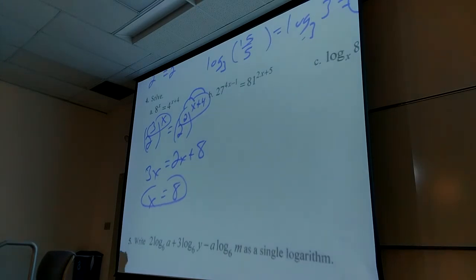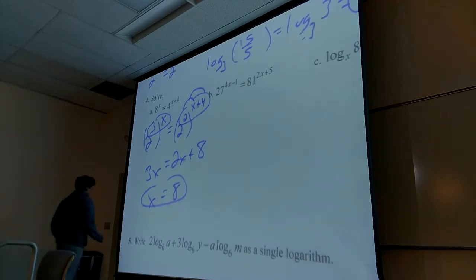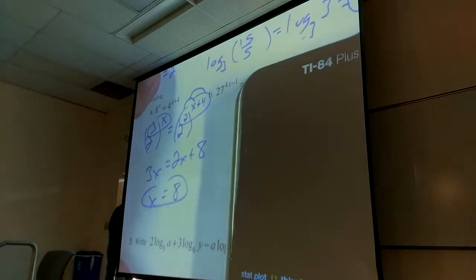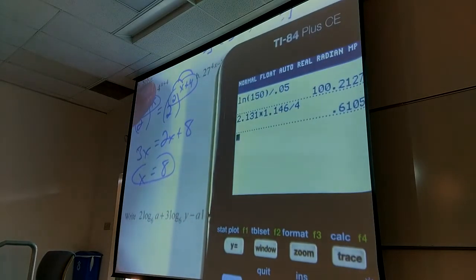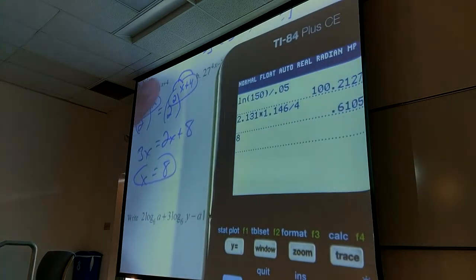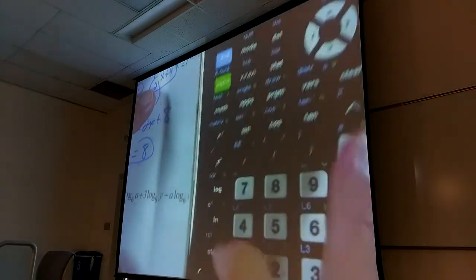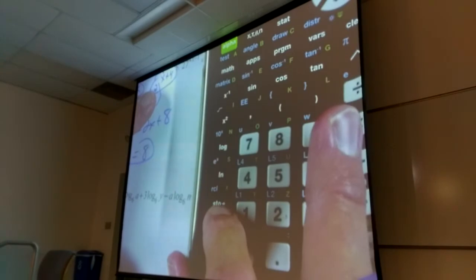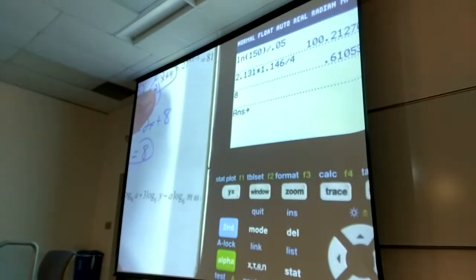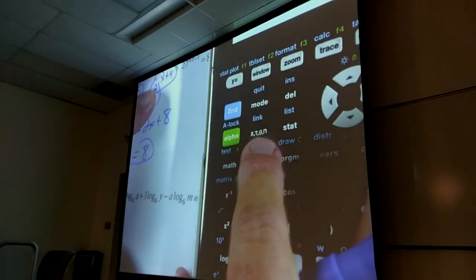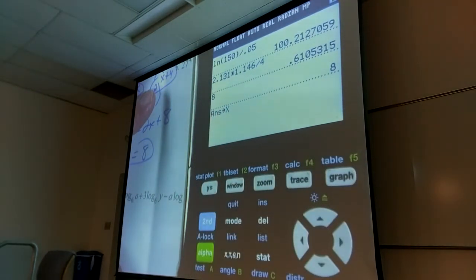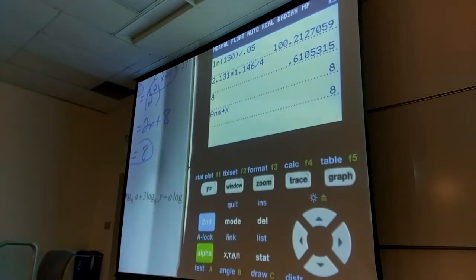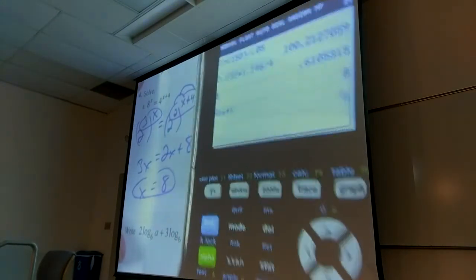I want to show you guys something. I'll probably say this again in lab, but watch this. 8. All right, now I can store that. This little store button, store it. I can store that in x. Store it in x. Enter. Now just watch. This is so useful.